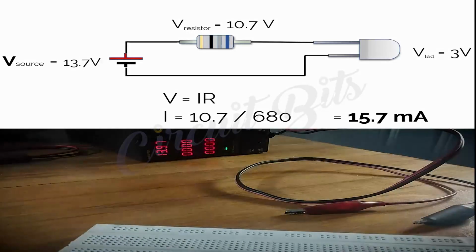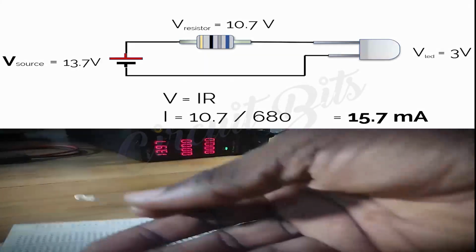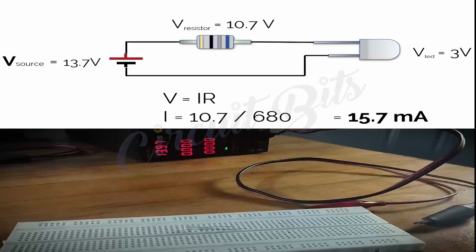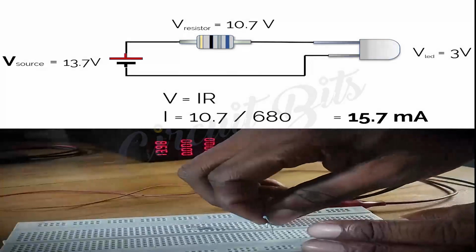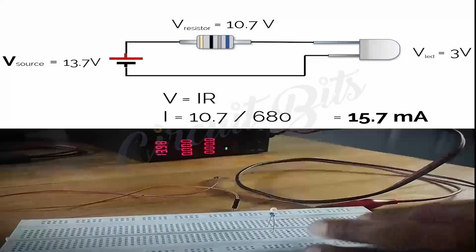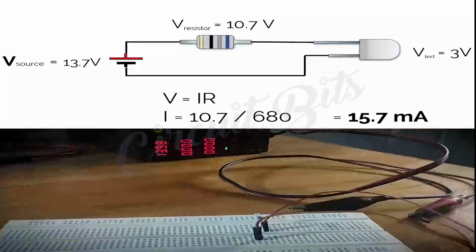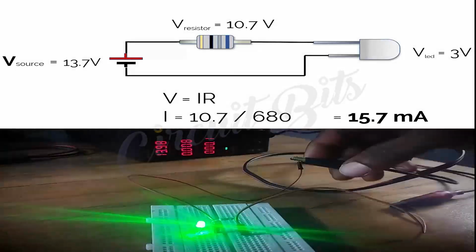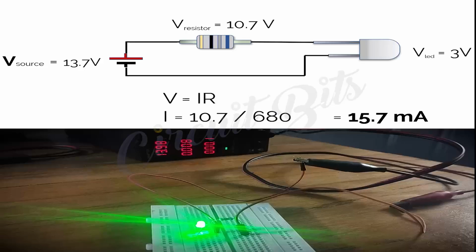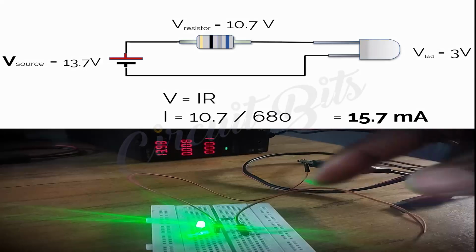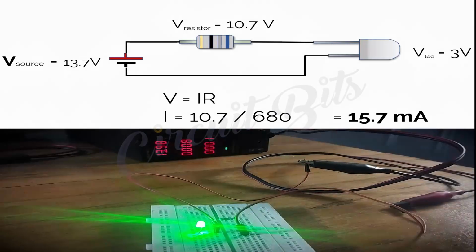So I bring in my breadboard, my LED, and my 680 ohm resistor, and a couple of jumpers. Connecting this, I have my LED lighting up.